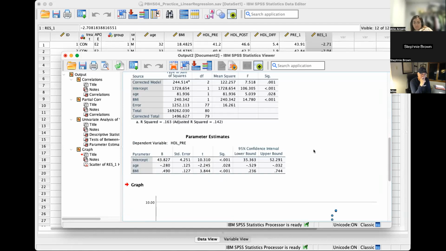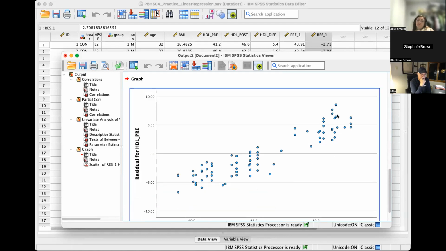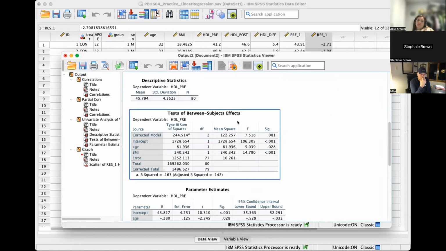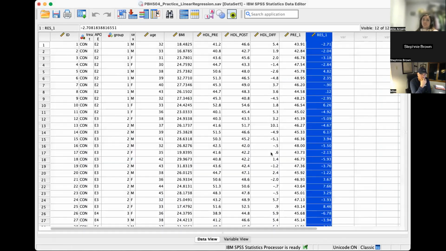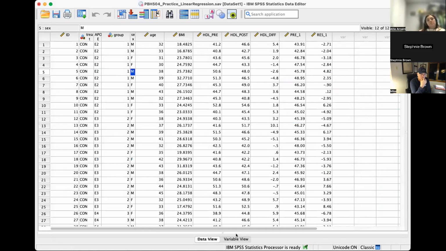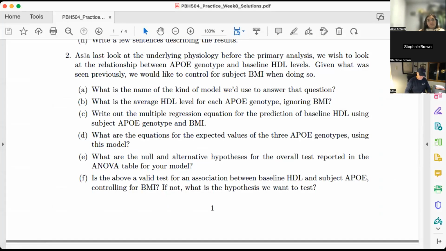So now let's talk about adding factors to the model. It doesn't change too much what we do, but it does make it a little bit more complicated. So going back to our example, let's slow down a little bit and walk through this. We say, as a last look at the underlying physiology, we wish to look at the relationship between APO genotype and baseline HDL. Given what was seen previously, we'd also like to control for subject BMI.